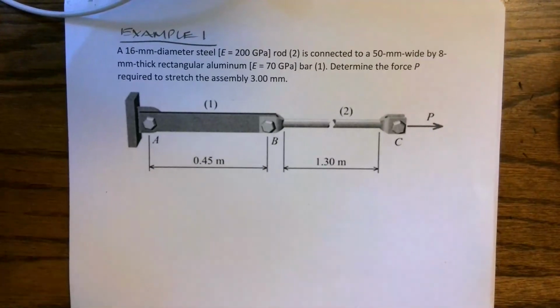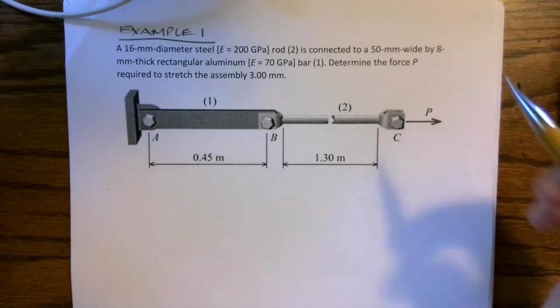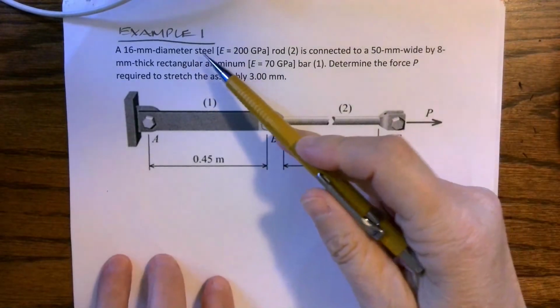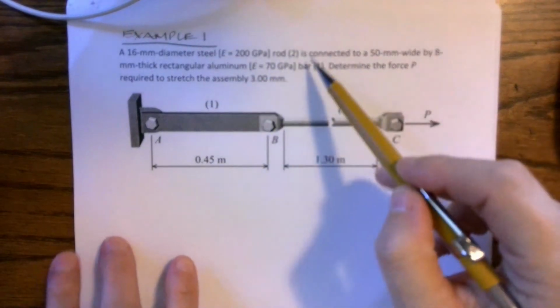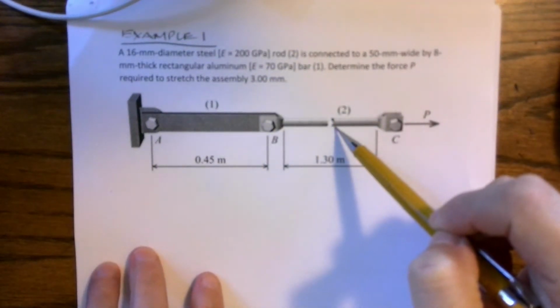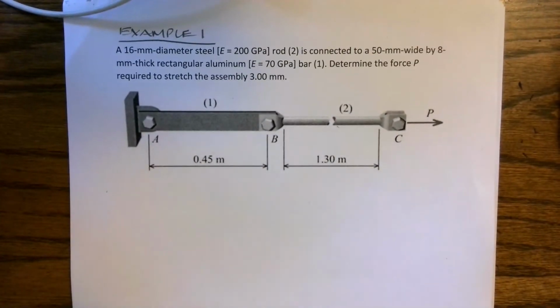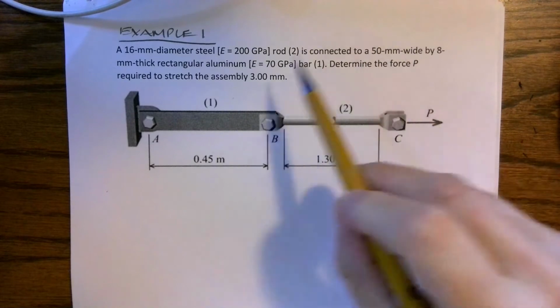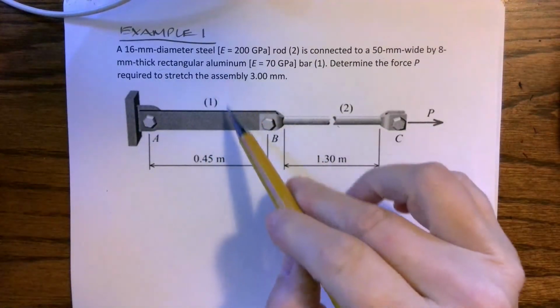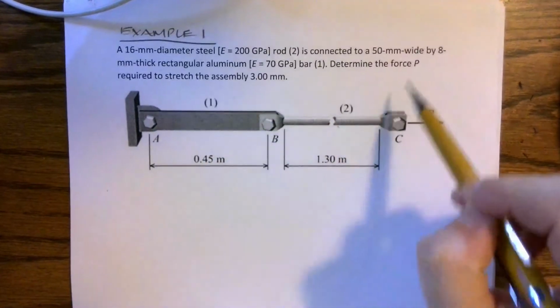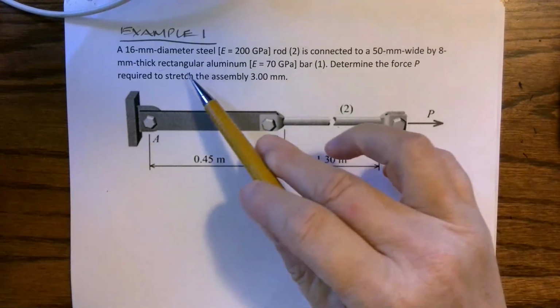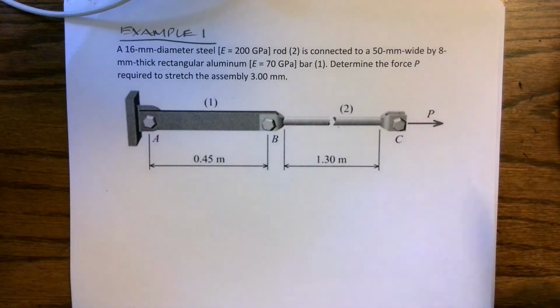Okay, so this is the first example from your notes today. We have a 16 millimeter diameter steel rod 2 connected to a 50 millimeter wide by 8 millimeter thick rectangular aluminum bar. Determine the force P that's required for the assembly to stretch 3 millimeters.